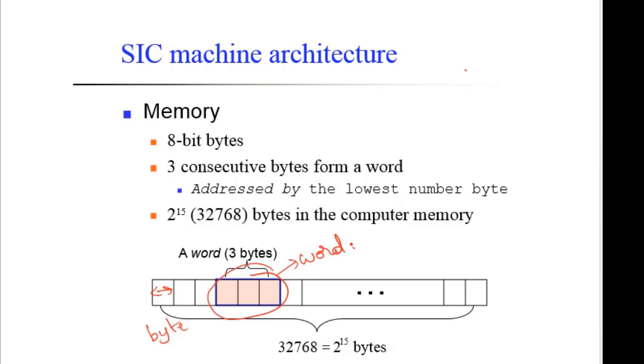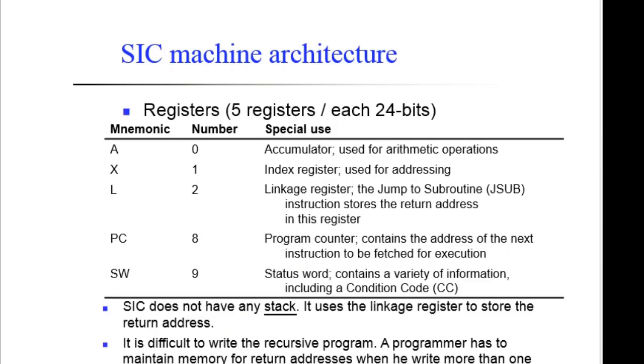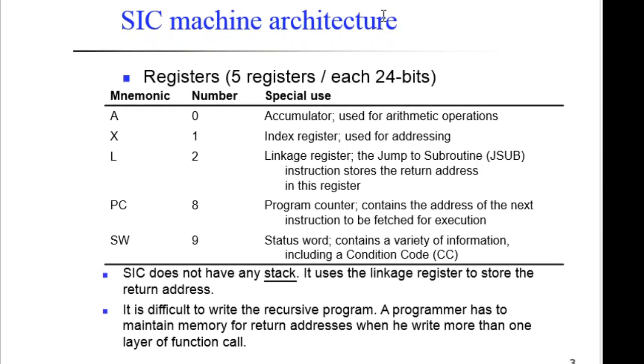And how much memory is available in our SIC machine? You can see in this slide we have a total of 2 power 15 bytes of memory available in the SIC machine. 2 power 15 bytes is equal to 32,768. So if you have to address any word present in the SIC machine, you just need to know the lowest numbered byte. Using that address, you can access the 3 consecutive bytes from there. This is about memory.